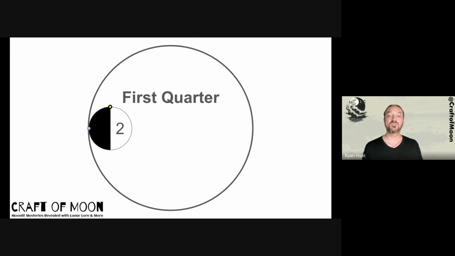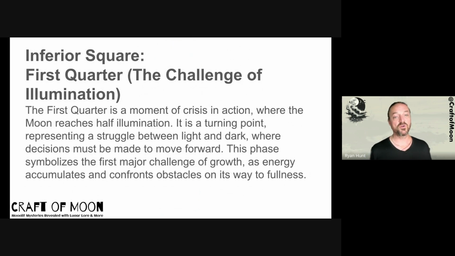Then we have the first quarter. The first quarter is the challenge of illumination. This is called the inferior square. We're not going to get into the technical details of that right now. It's the inferior square simply because that's what we call it.